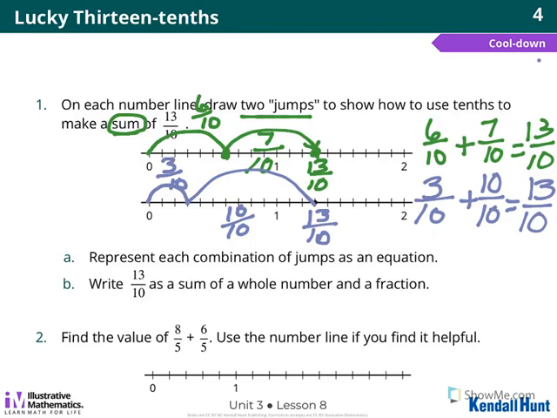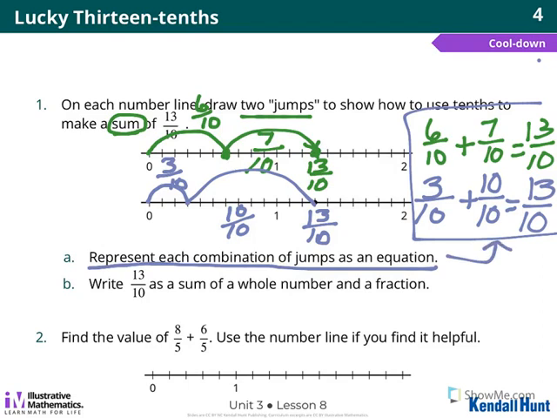So all you had to do for number 1 was to do the number lines. You did not have to write the equations. Except, look at part A. Represent each combination of jumps as an equation. That's what I just did. And part B, write 13 tenths as a sum of a whole number and a fraction. So B was kind of a bonus question because we did not talk about that in class.